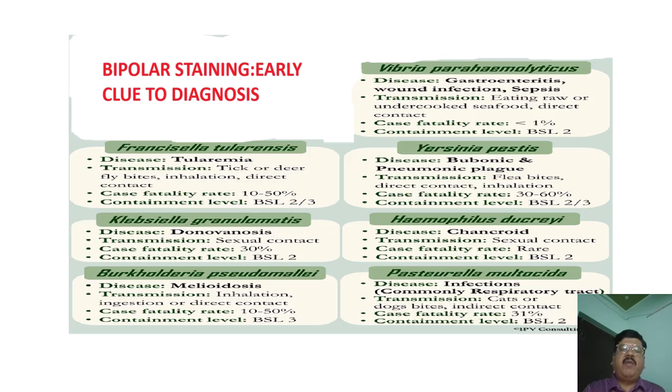So this is the last slide now. This is a summary. So these are the organisms: Francisella tularensis showing bipolar staining, Klebsiella granulomatis, Burkholderia pseudomallei. Even in some books it is mentioned that Vibrio parahaemolyticus, which is a halophilic Vibrio, sometimes shows bipolar staining. Yersinia pestis, Haemophilus ducreyi also shows, Pasteurella multocida. So PG students, please remember these names because it can be asked in the exam.